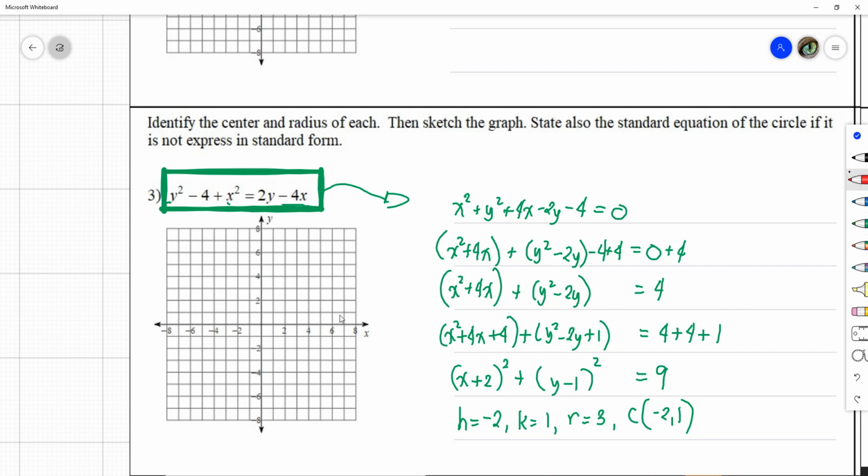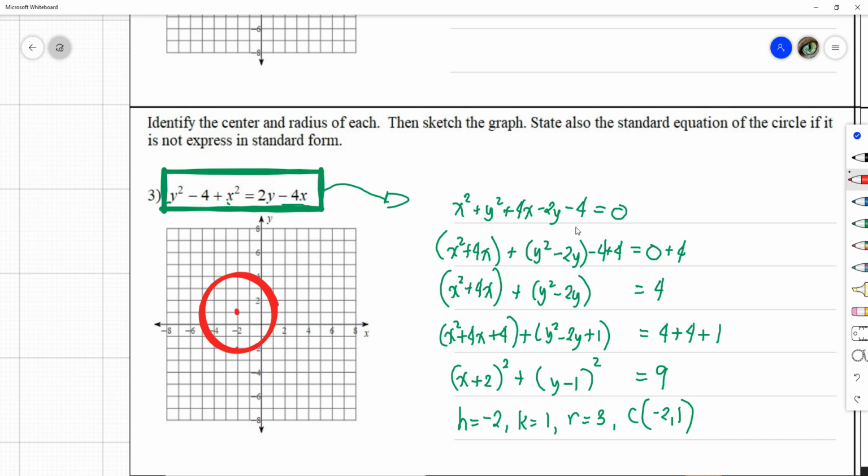Okay, so the center is at negative 2, 1. So negative 2, positive 1. So this is the center. And then the radius is 3. 1, 2, 3. Form a circle passing through those points that I had made mention. And this would be the graph of the circle.